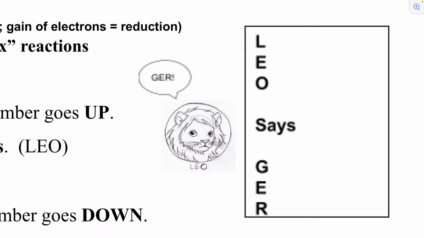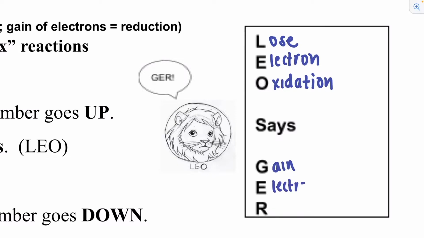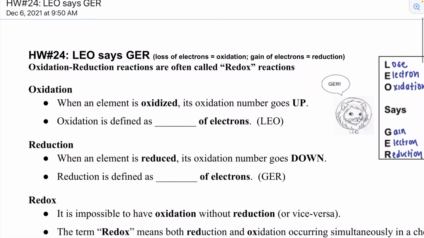The mnemonic device is Leo the lion says grr. Leo stands for lose electron oxidation. Grr stands for gain electron reduction. Knowing this little saying will help you remember what is oxidation and what is reduction. So let's fill this out together.